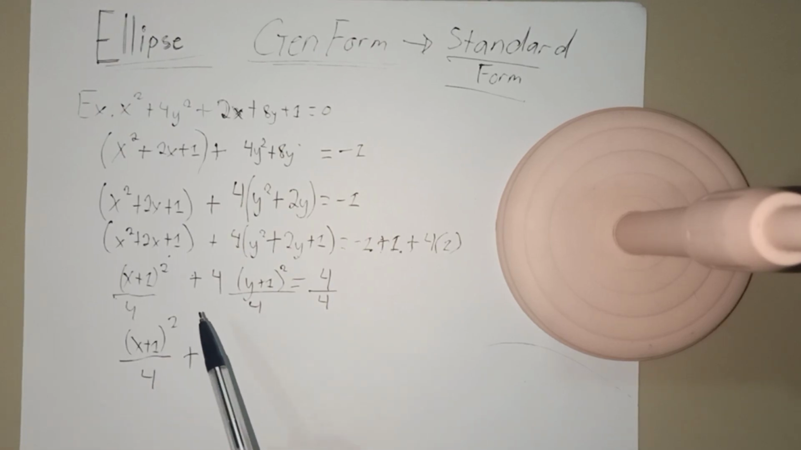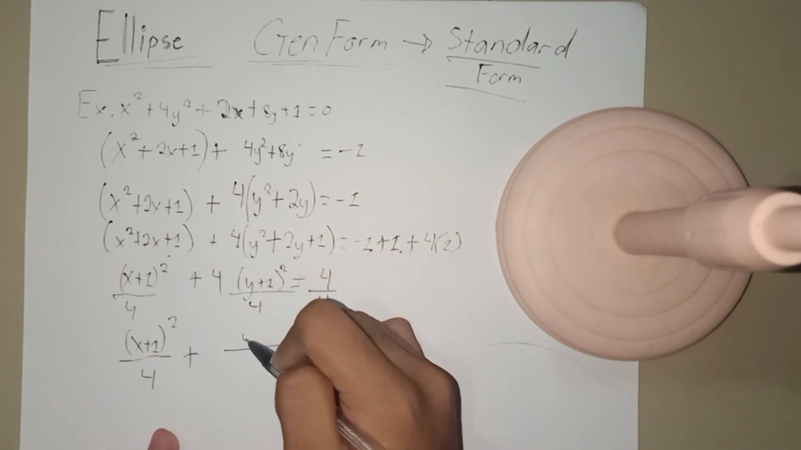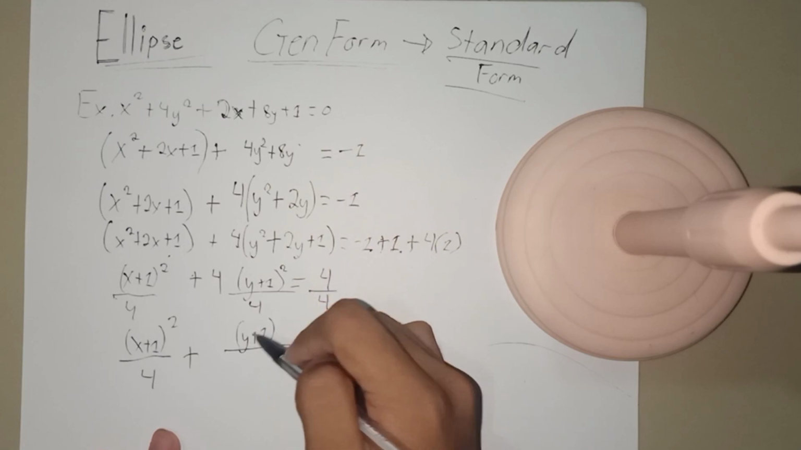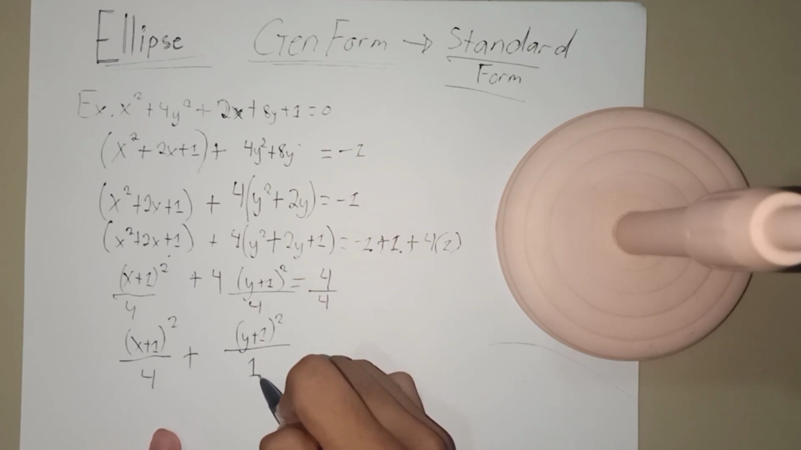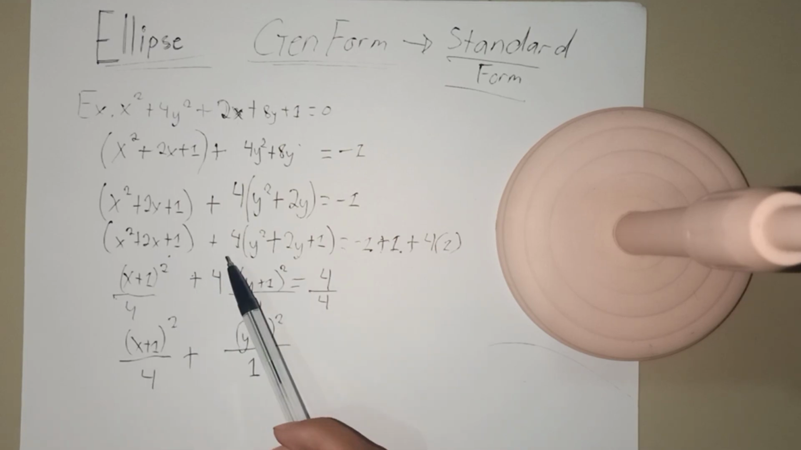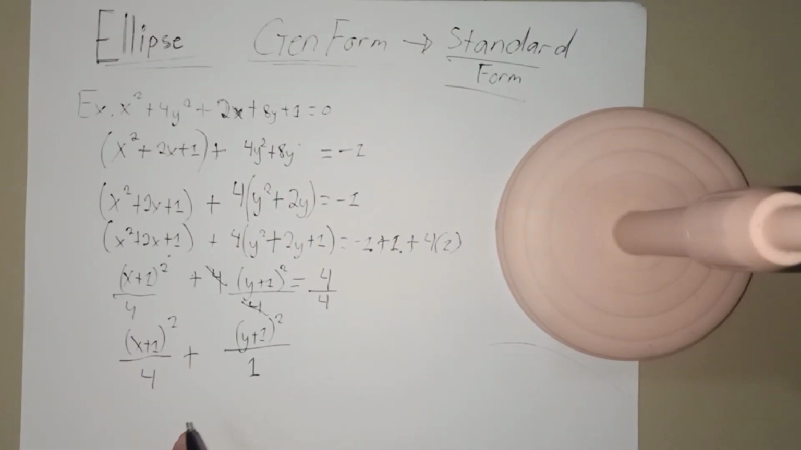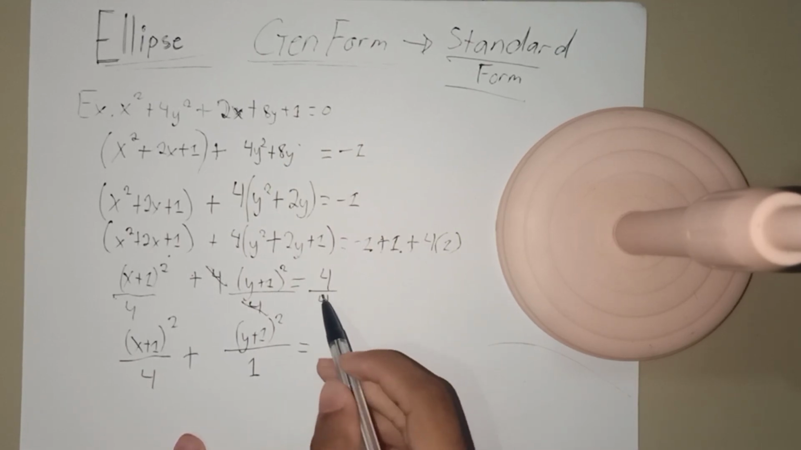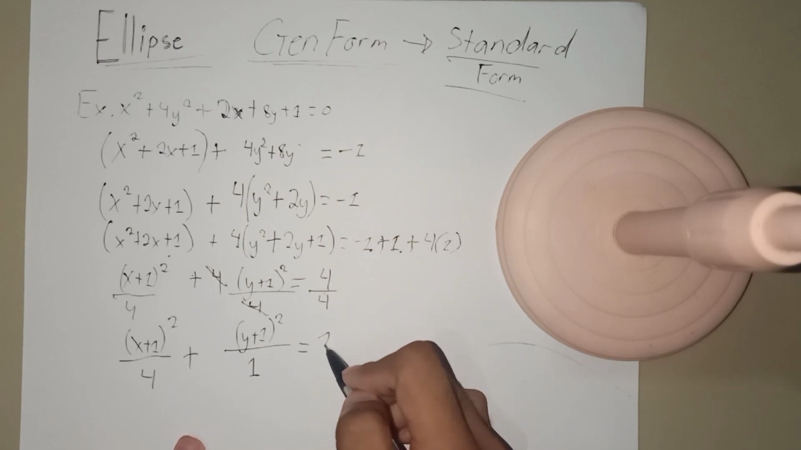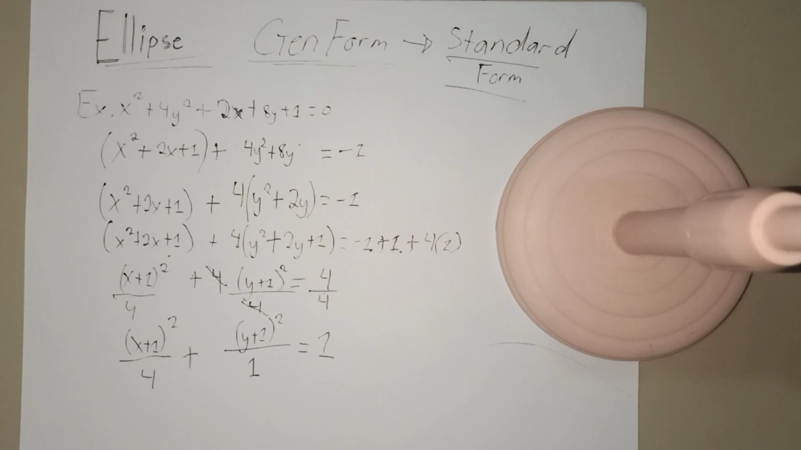Next, 4 parenthesis (y plus 1) squared divided by 4 is (y plus 1) squared. Because there is a term in here, let's cancel it out and divide each other. So the answer is 1, and the variable here is gone. And here, 4 divided by 4 is 1. Now you have the standard form of the ellipse.